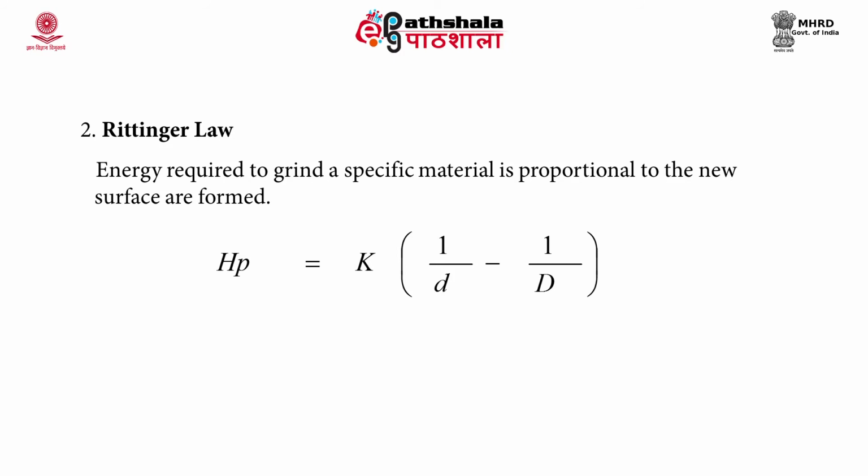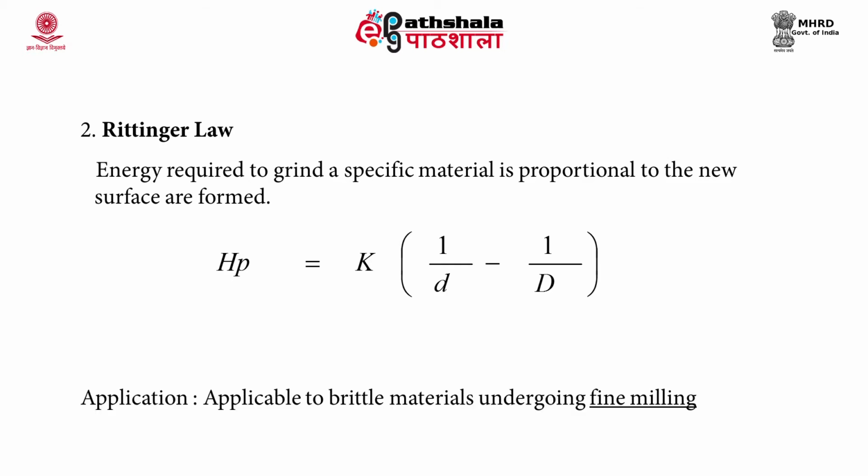According to Rittinger's law, the energy required to grind a specific material is proportional to the new surface which is formed, which is given by Hp = K (1/d - 1/D). Now, this law is applicable for brittle materials which are undergoing fine milling.